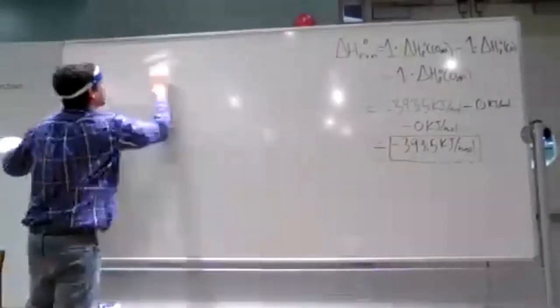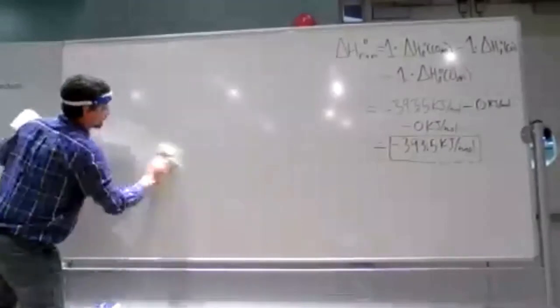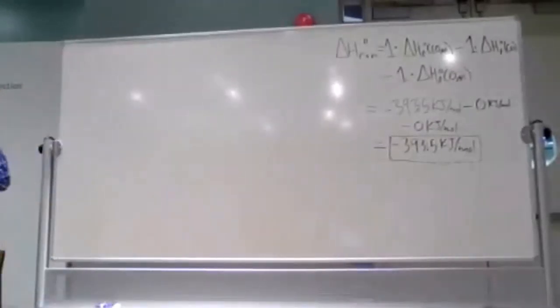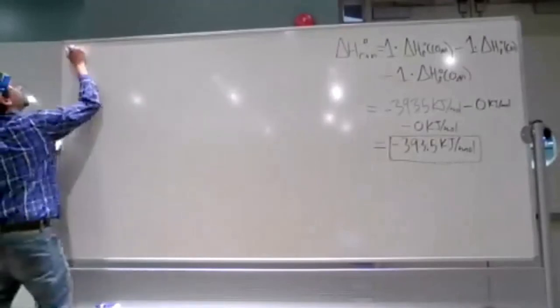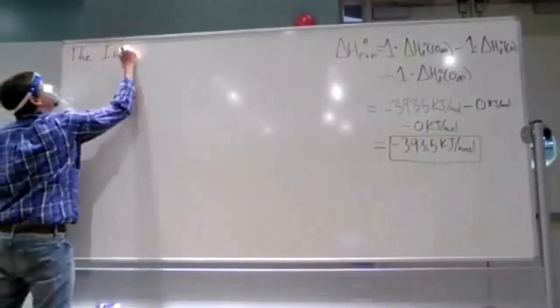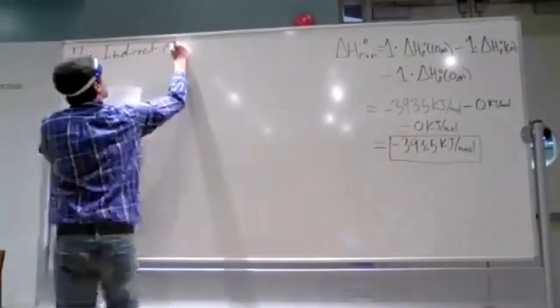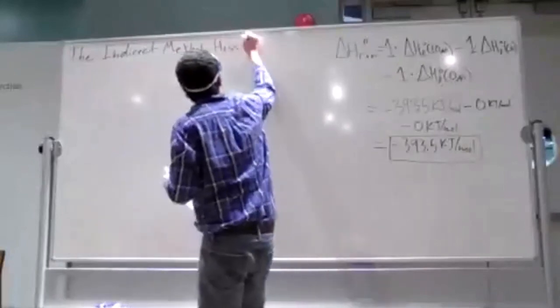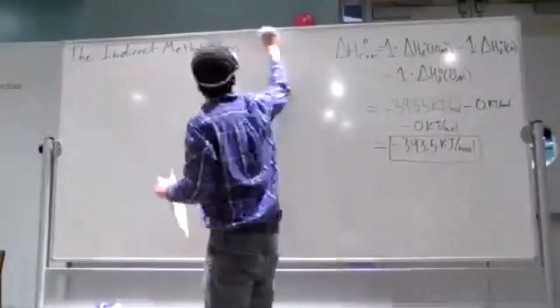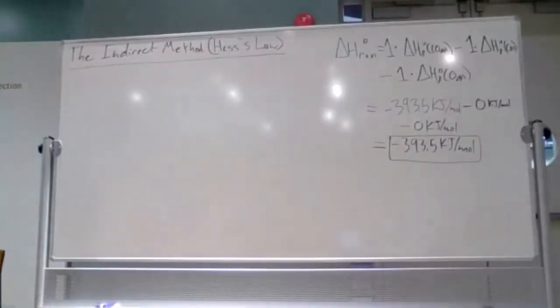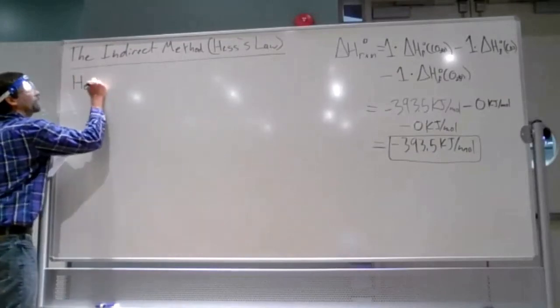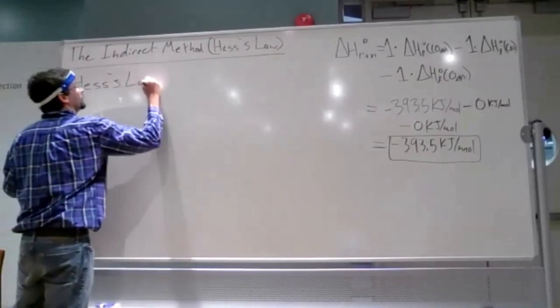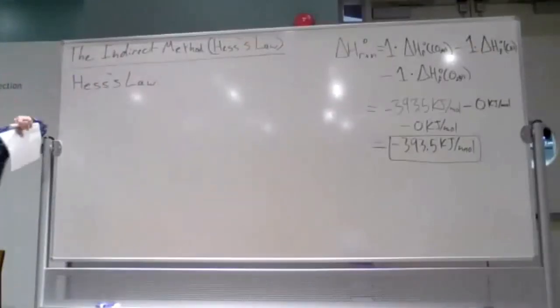So let's talk about Hess's law. The indirect method. Hess's law. These are kind of my favorite problems in general chemistry. They're pretty easy and they're more like a puzzle game, like a Sudoku, more than anything else. So let's describe what Hess's law is first. Does anybody know what Hess's law is or states?